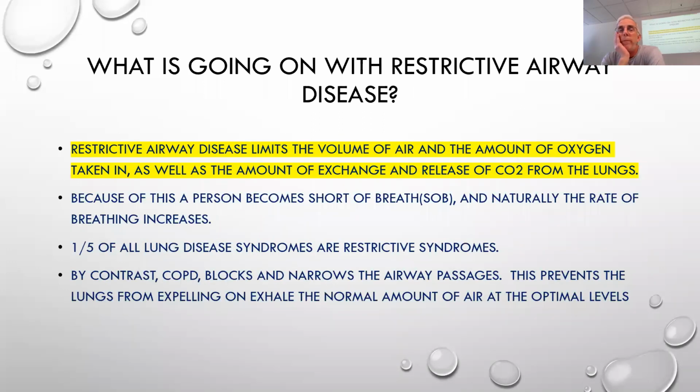So again, this is a little bit of statistics. One fifth of all lung disease syndromes are restrictive syndromes. I looked at that number and I thought, wow, okay. So that's 1 in 5 or 2 in 10. That's 20% of lung disease syndromes that are due to the restrictive illnesses of some sort. So that's pretty significant.